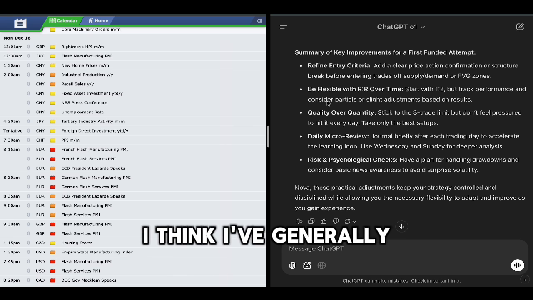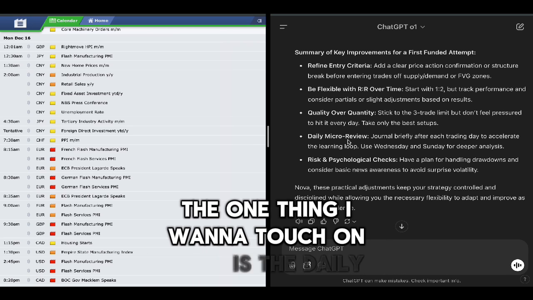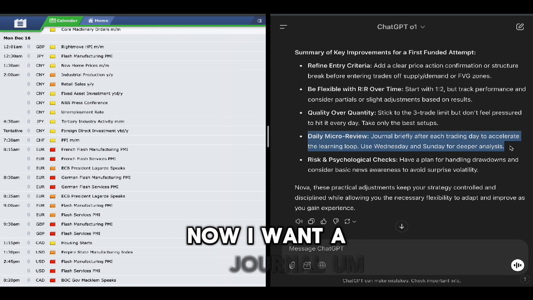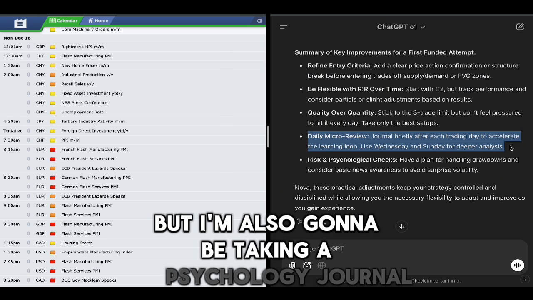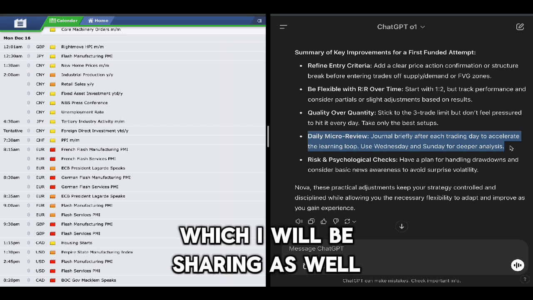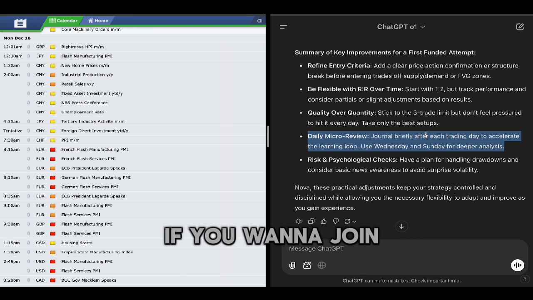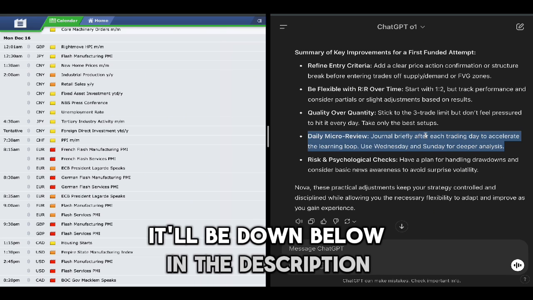I think I've generally gone over everything, but the one thing I want to touch on is the daily micro review. Now, I want to journal pretty much all my trades, obviously, online, but I'm also going to be taking a psychology journal, which I will be sharing as well on my Discord. If you want to join that, it will be down below in the description.